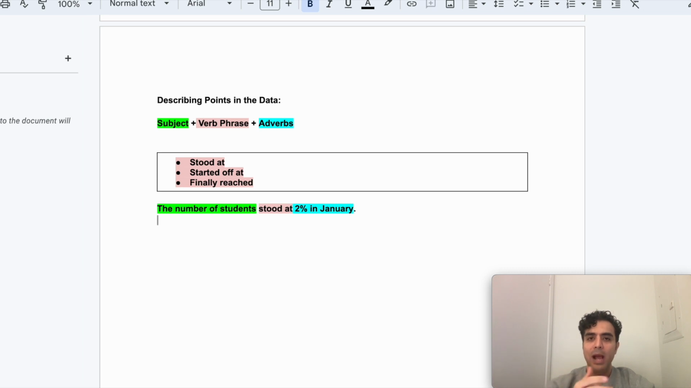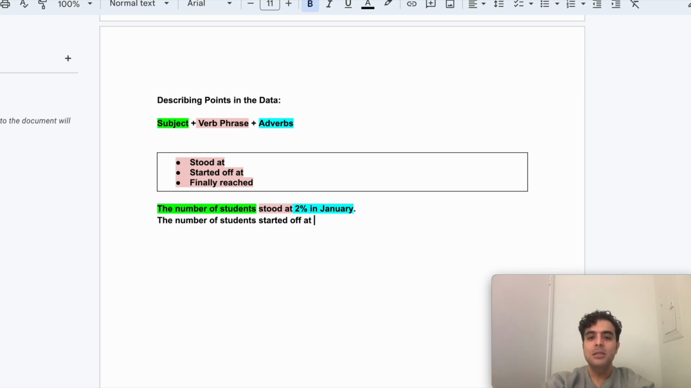Can I play around? Can I say in January the number of students stood at 2%? So once again, as with previous verb phrase constructions and other structures, we can take the adverb of time, sometimes place it at the beginning, and sometimes place it at the end of my sentence. Let's do another example. This time, the number of students, okay, started off, so this is the beginning. I don't know what it was before. I'm talking about the very first number that I see describing this trend.